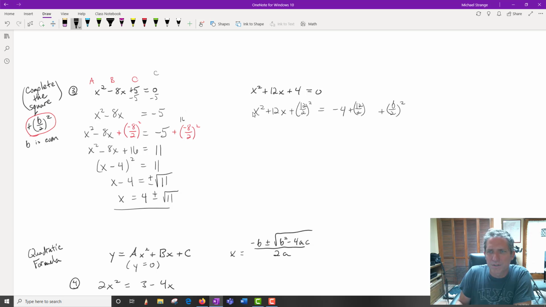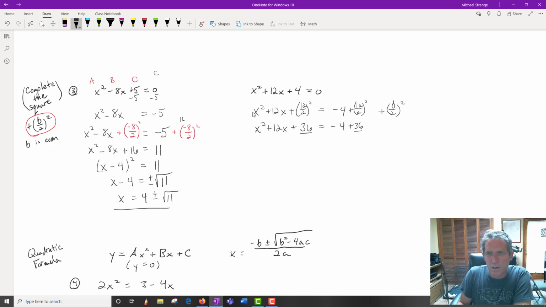You got to make sure you do this other side. So that'll be the biggest error: you only do it to one side. But remember, it's algebra. Whatever you do to one side, you got to do to the other. So this is x squared plus 12x plus 12 divided by 2 is 6, squared is 36, equals negative 4 plus 36. So again, I've just added the same quantity.